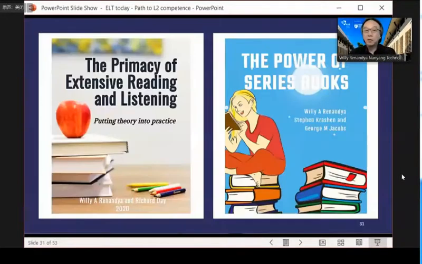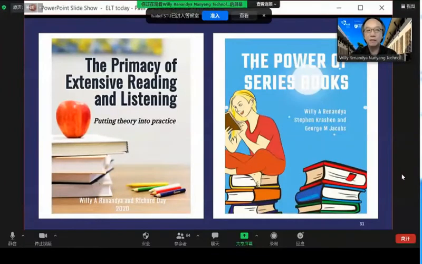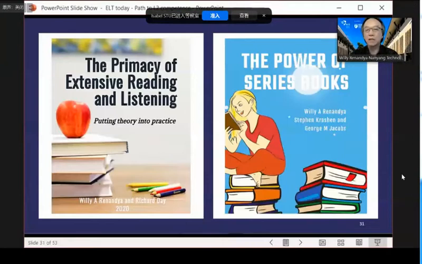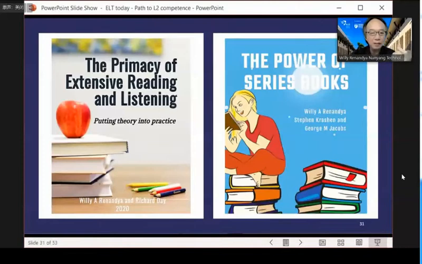Again, if you want to know more about why input is important, let me share with you these two books. Again, they are freely available on my website. The first one is The Primacy of Reading and Listening, basically. That is how we can provide a lot of input to our students. This one I did with Professor Richard Day. It's a book chapter. The other one is a journal article, The Power of Series Books, that I co-authored with Stephen Krashen and George Jacobs.